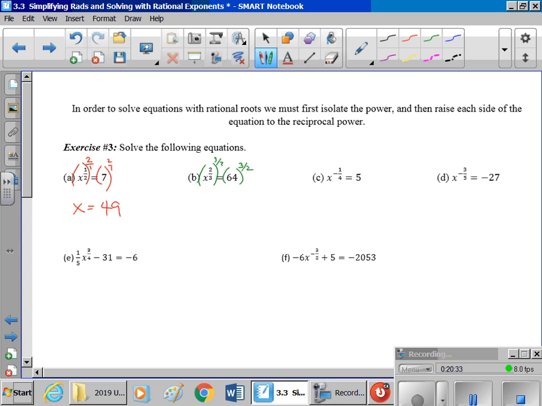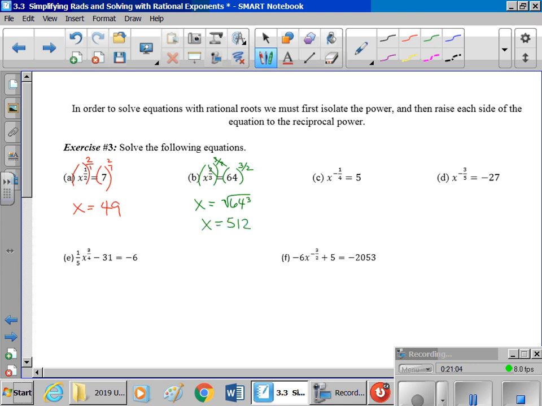Remember, we're not multiplying it by 3 over 2. We are raising it to the 3 over 2. So these cancel to 1, and x is equal to, and this part you can put in your calculator, or you can translate this back and say this is the square root of 64 to the third power. The square root of 64 is 8, and 8 to the third power is something I don't know in my head. So 8 raised to the third power is 512. So x is equal to 512.